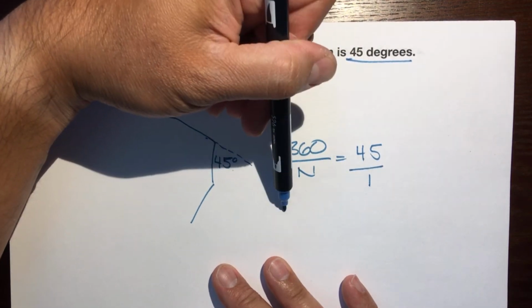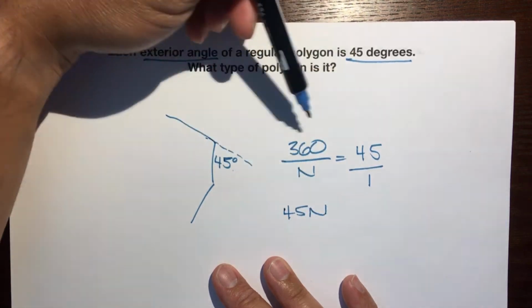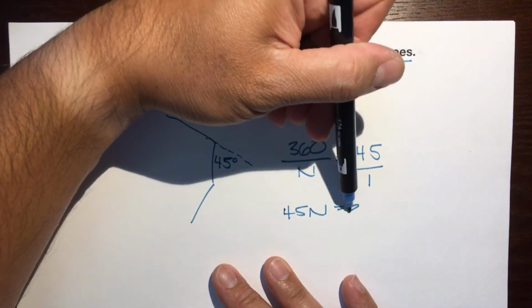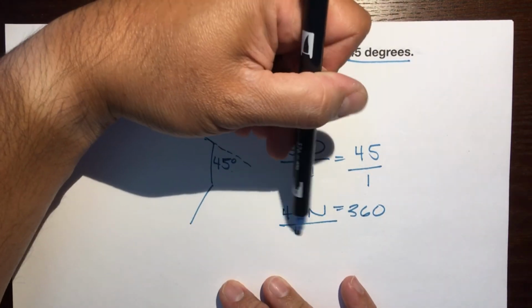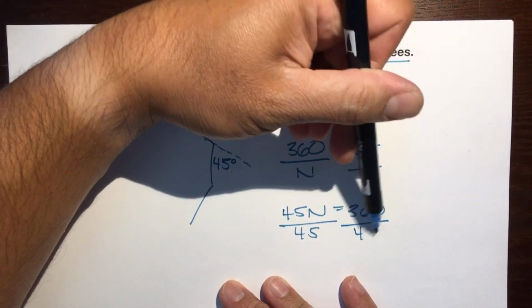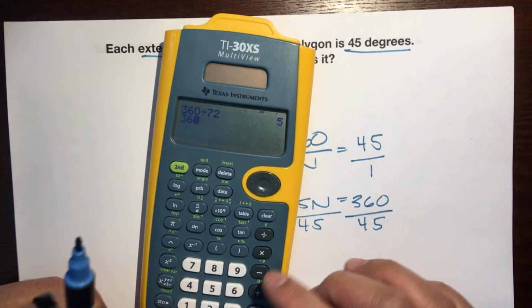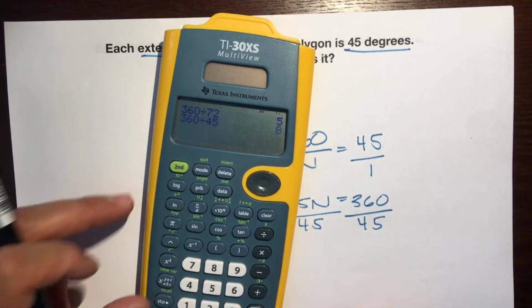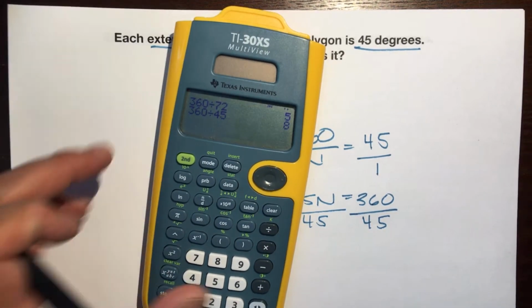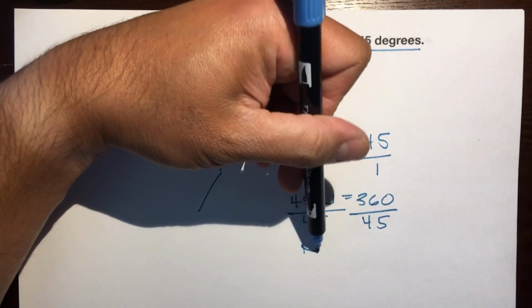So n times 45 is 45n. 360 times 1 is 360. Divide both sides by 45, and I'm guessing that's 8, or I'm knowing that's 8. So n is equal to 8.